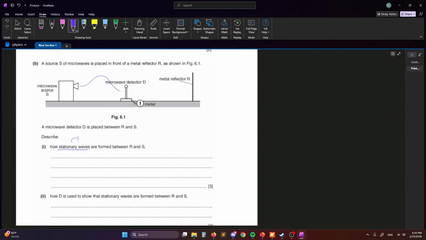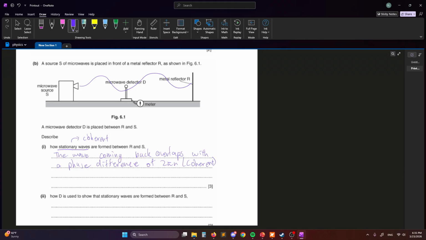So if we draw a little wave here, we can say that the wave coming back overlaps. And remember that it's coherent, right? So overlap with a phase difference of 2 pi n, which means that they're coherent.